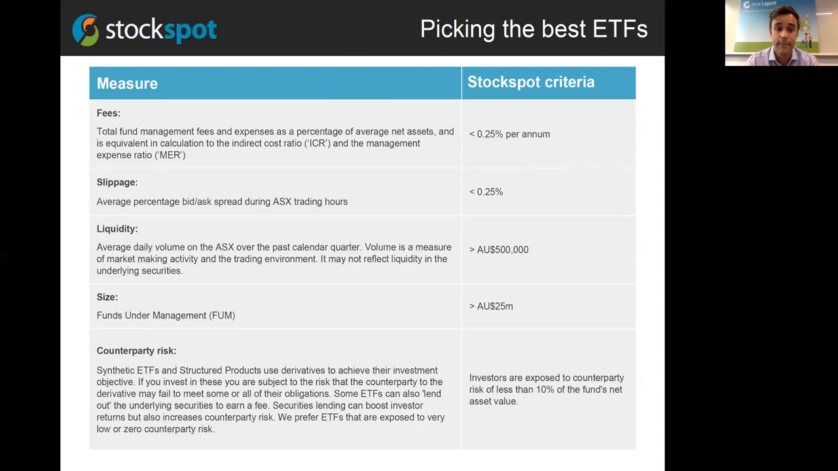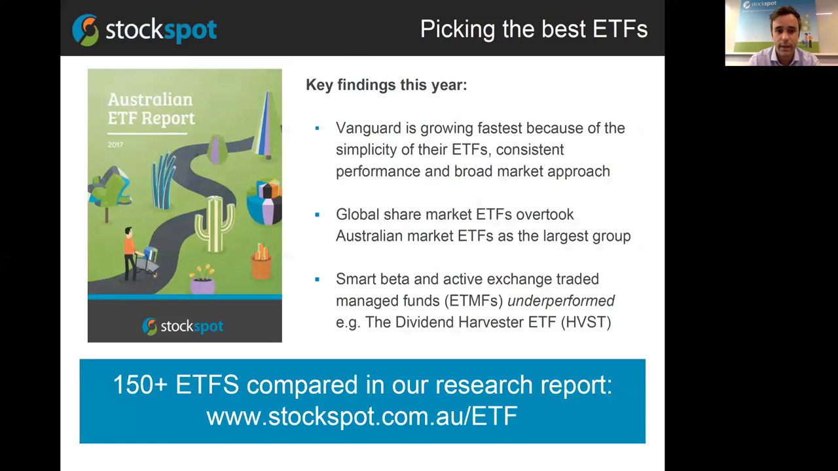Now, of the 180 or so ETFs listed on the market at the moment, about 130 of them do meet this criteria and are over 25 million, which means there are 50 ETFs in Australia that are really too small unless they get more critical mass. And they're typically ones that we'll avoid until they have a bit more critical mass.